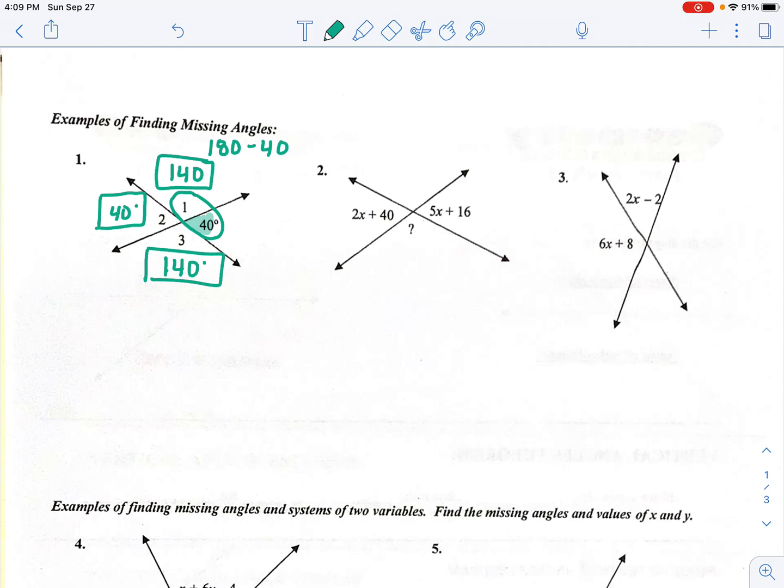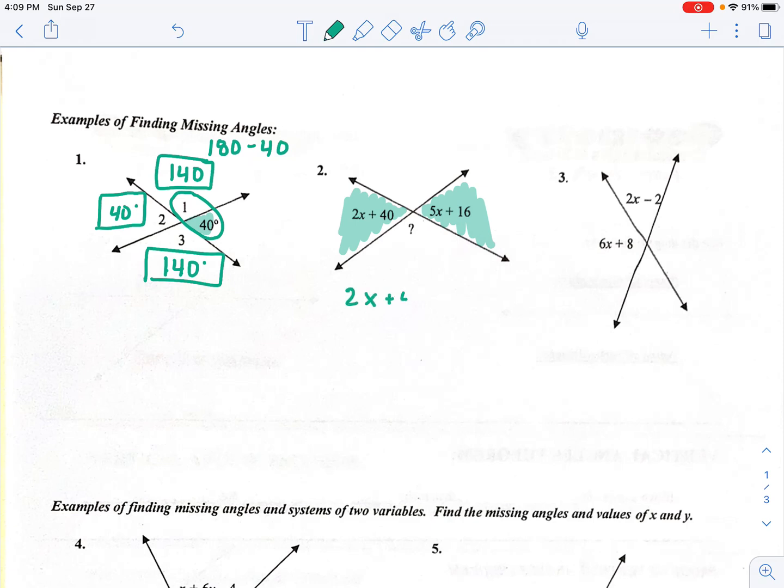Perfect. All right, angle 2. It says that our first angle here is 2x plus 40. So this angle is 2x plus 40, and this angle here is 5x plus 16. So we have to figure out what type of angles those are. Do you think those are vertical angles, or linear pairs? I think they're vertical angles, which means they equal each other.